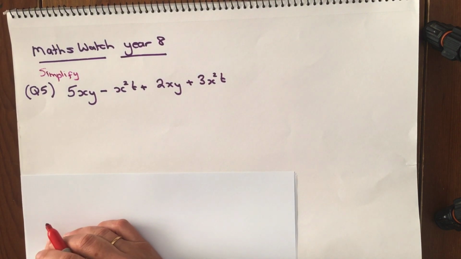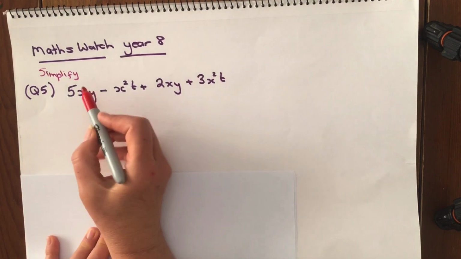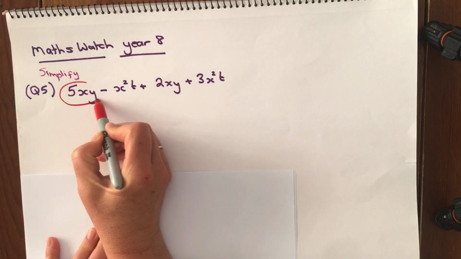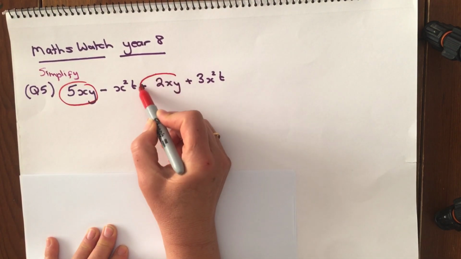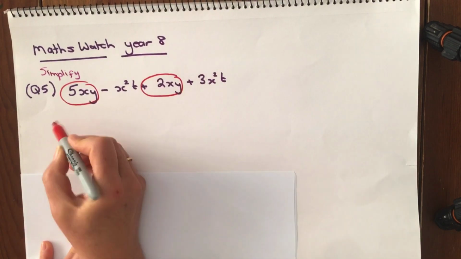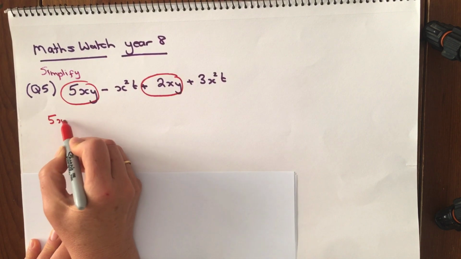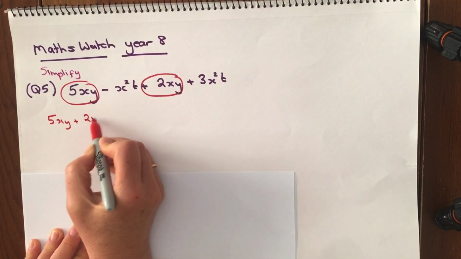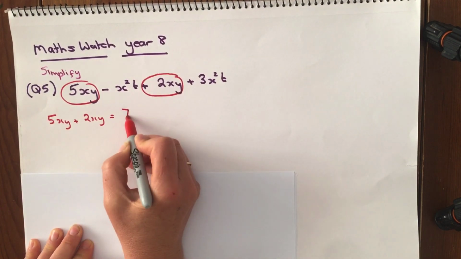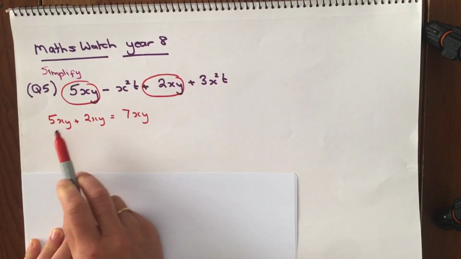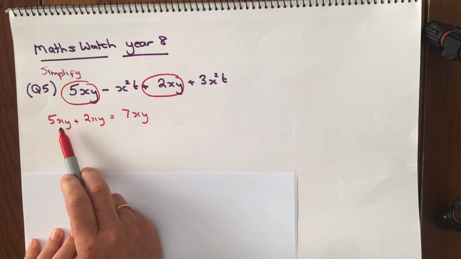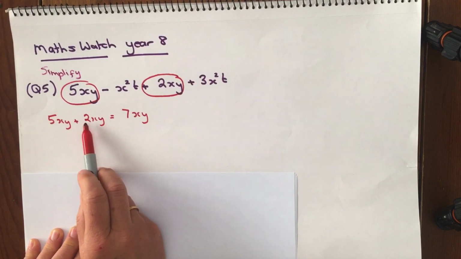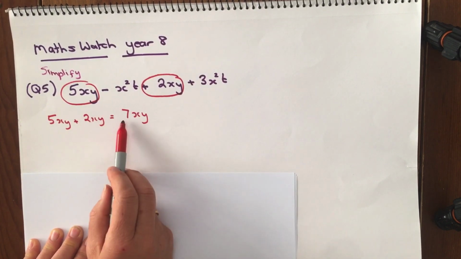So this is simplify, which means collect like terms. So if we look, we've got 5xy plus 2xy. So 5xy plus 2xy is 7 lots of xy. They are just 5 of one type of term plus 2 of the same type equals 7 of it.